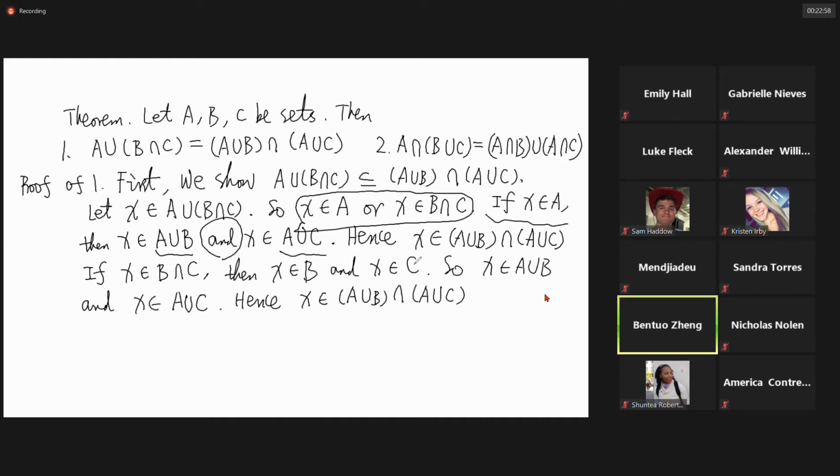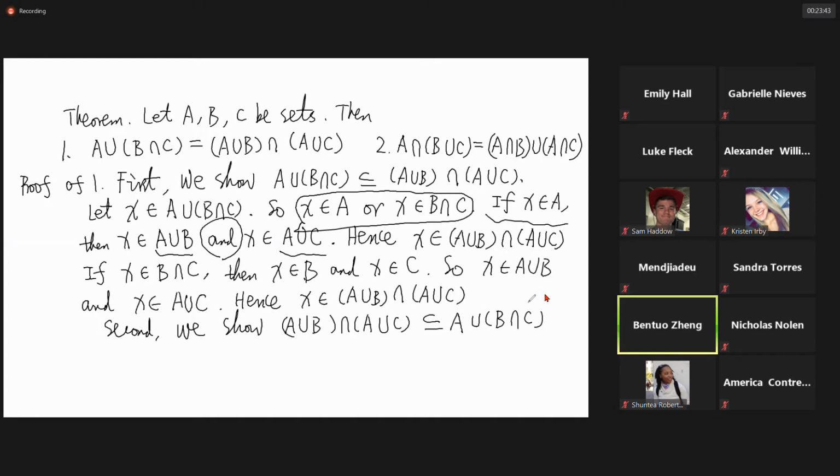So these two arguments tell you that if you take any element in A union B intersect C, this element is always in A union B intersect A union C. So the first step is finished. Now let's look at the second step. We show that A union B intersect A union C is a subset of A union B intersect C.